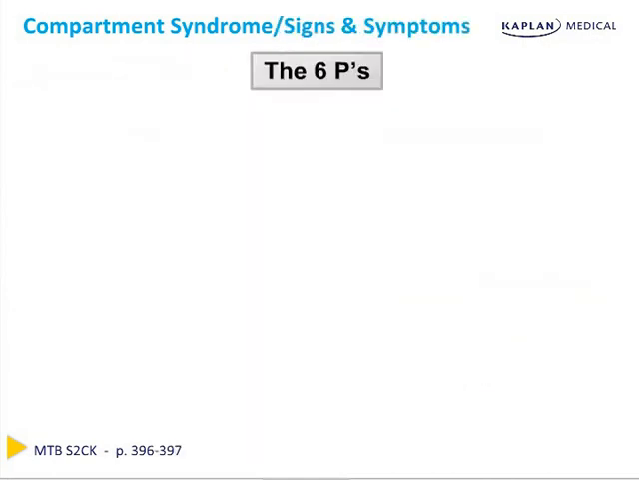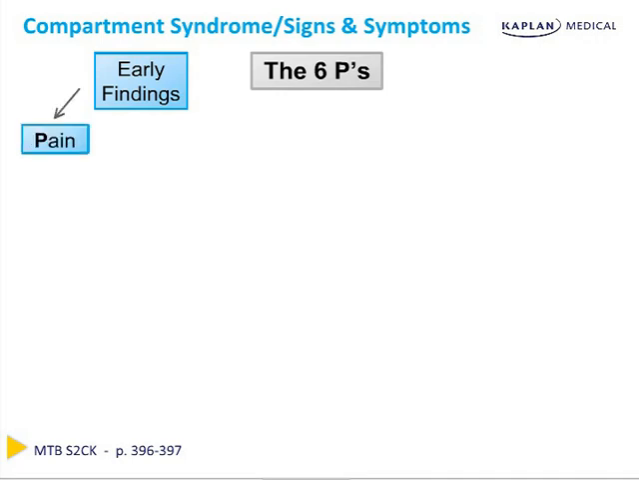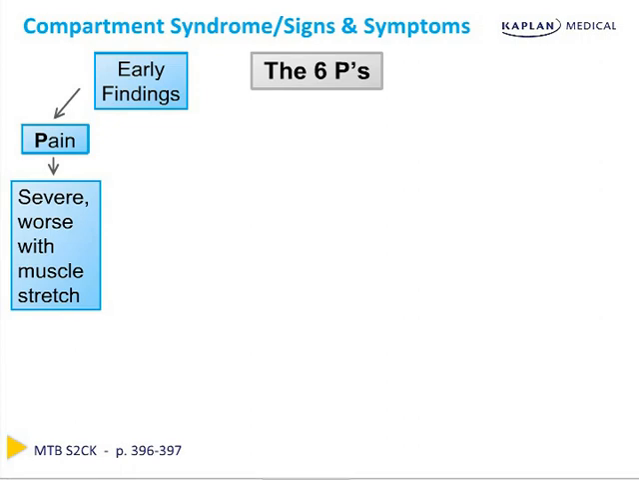The symptoms of compartment syndrome can be remembered with the 6 P's mnemonic. The earliest symptom, and the classic one you should be most familiar with for your Step 2 CK exam in association with this condition, is severe pain that may seem out of proportion to the injury and is especially noticeable if the muscles in the affected compartment are stretched, either actively by the patient or passively by the examiner.